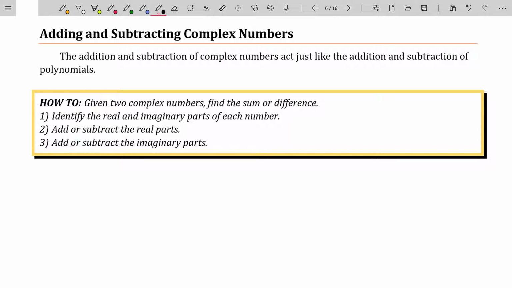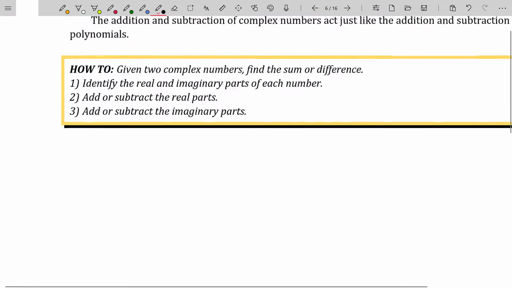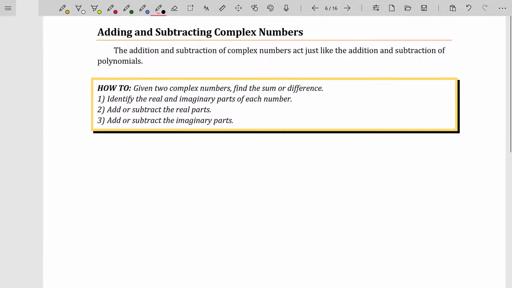We now start working on the process we go through when we want to add, subtract, multiply, or divide complex numbers. In this video specifically, we're going to just deal with adding and subtracting them. And what's nice about it is that they act just like polynomials. So the how-to works like this. Given two complex numbers, if you want to find the sum or the difference, you're just going to identify the real parts of both complex numbers and the imaginary parts of both complex numbers, and you'll add those like parts. It's easier to see than to say, so let's take a look at what I'm talking about.